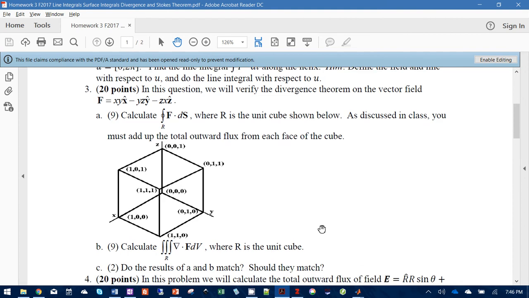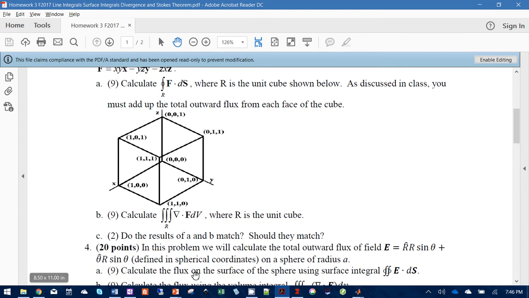So in problem 9a, you're going to calculate the flux using a surface integral, and there are 6 sides of the cube, so you're going to have to do 6 surface integrals here. And then you're going to do the same calculation by using the triple integral of the divergence. And your answers in A and B should match. Oh, I just gave you the answer to part C.